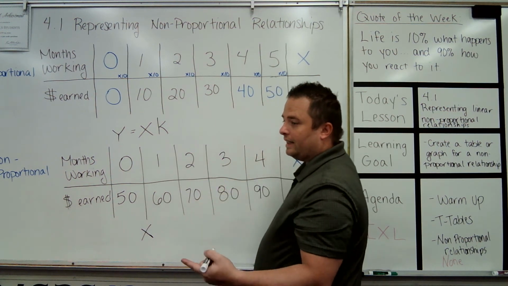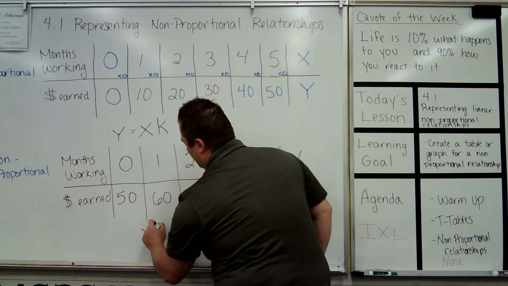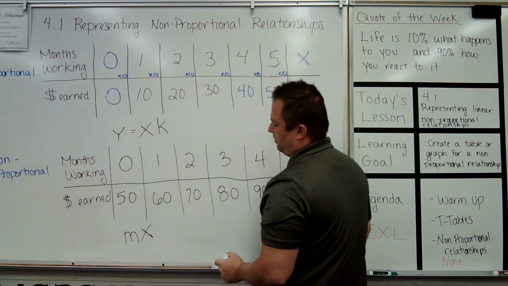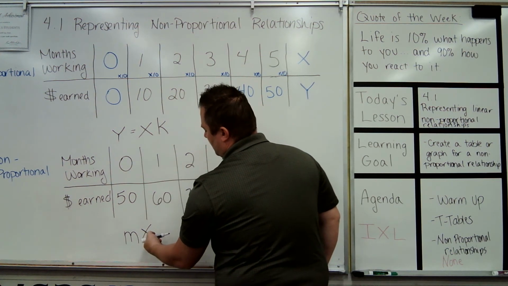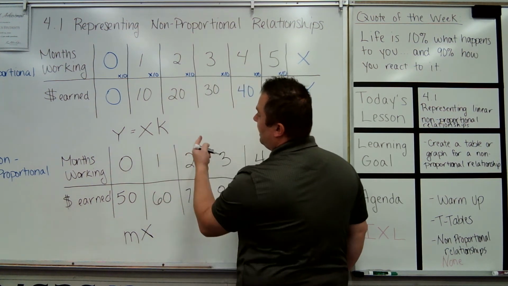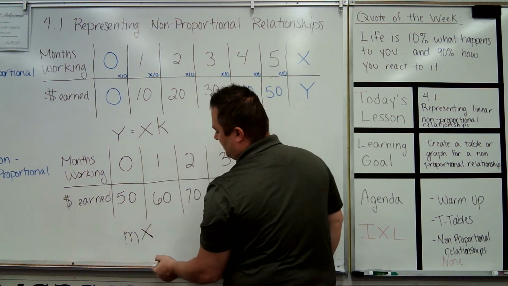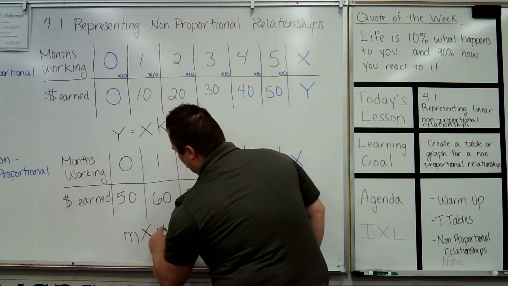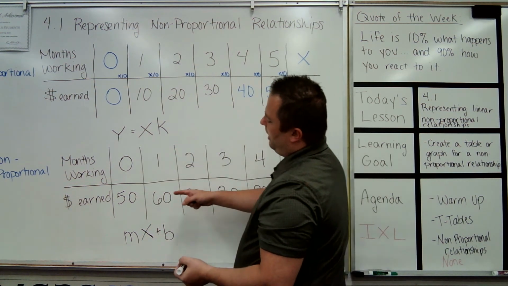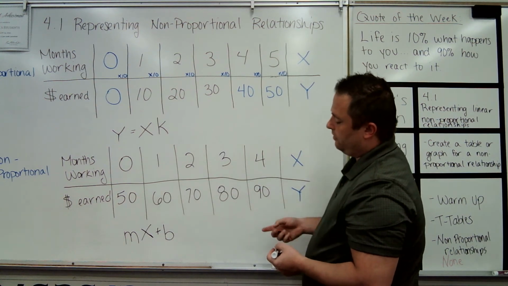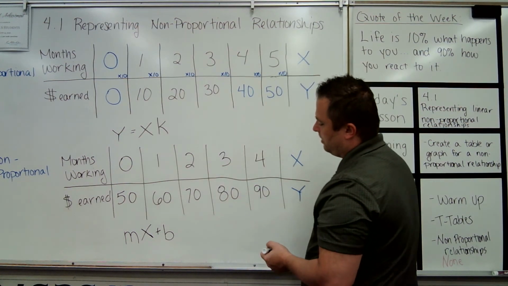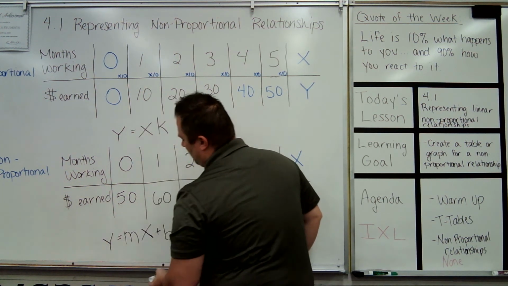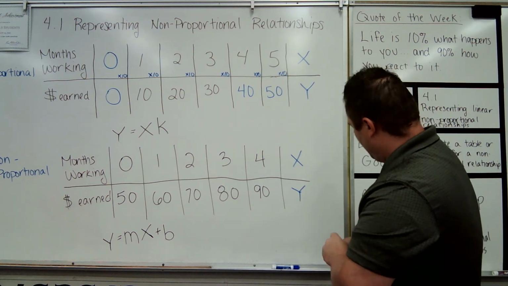But remember, we said rates are going to be called m when we're talking about non-proportional. m times x. We can't call it k anymore because it's not proportional. We're going to call the rate m. And then we had to add this 50. We're going to call that b. And I'll explain why tomorrow. But for now, just understand that this is b. This will be equal to y. y equals mx plus b.